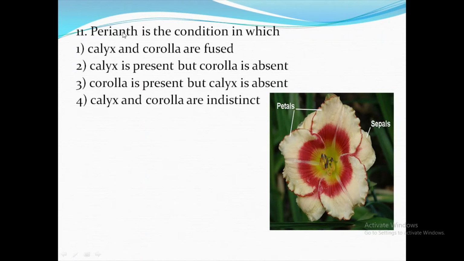And the members of perianth are called tepals. Now here you can see, this is the corolla and these are the sepals, the calyx. Can you differentiate between them? They both look similar, sepals and petals. So when you cannot differentiate between sepals and petals, we use the word perianth. In general, all these members are called tepals.